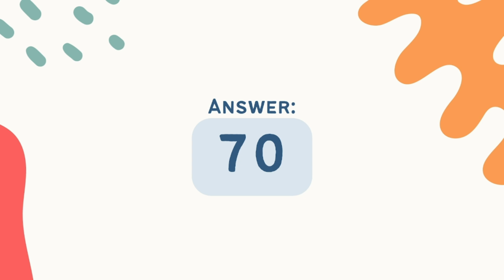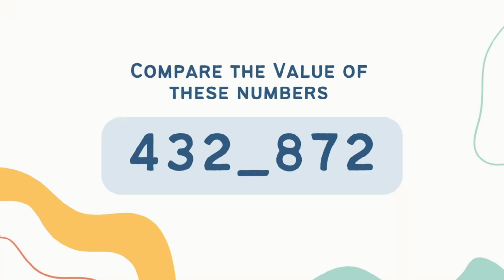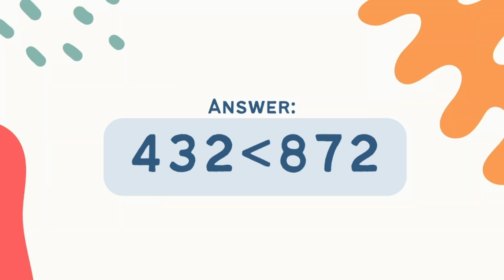Here's the next question. Compare the value of these numbers. 432 is greater or less than 872. Did you say that the answer was 432 is less than 872? If you said this, you're right on because you are absolutely correct.